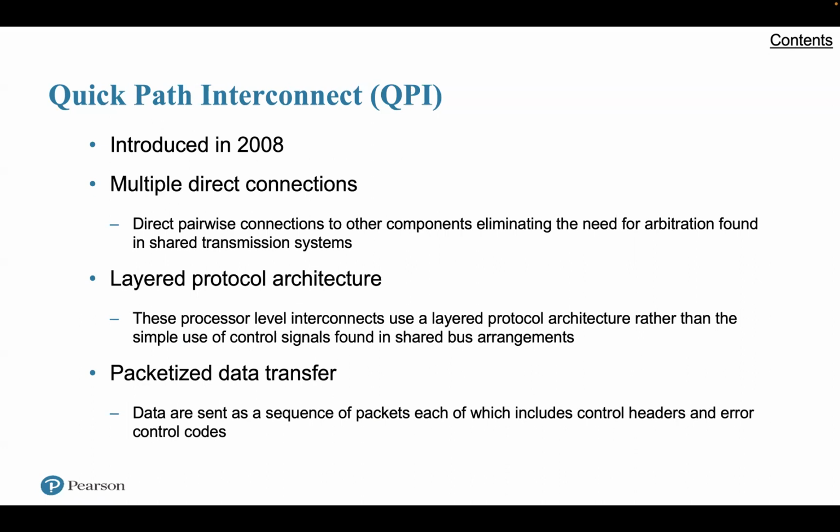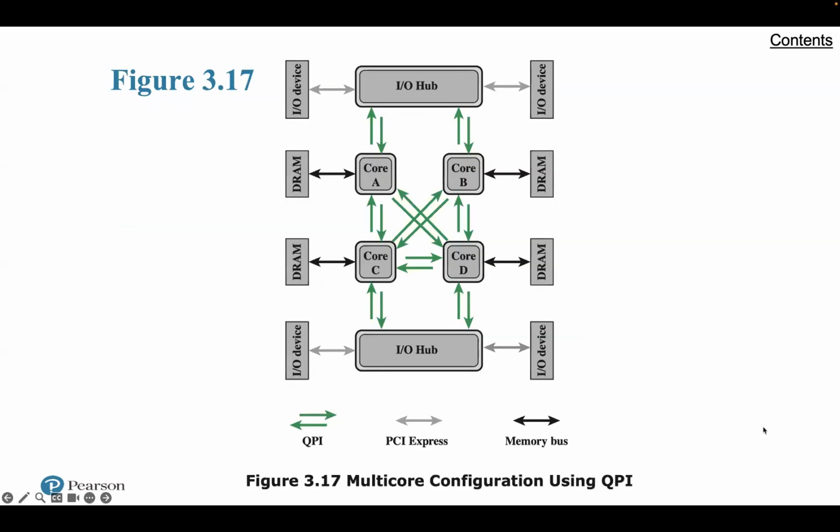Second, a layered protocol architecture. As found in network environments such as TCP/IP-based data networks, these protocol-level interconnects use a layered protocol architecture rather than the simple use of control signals found in shared bus arrangements. Finally, packetized data transfers. Data are not sent as a raw bit stream. Rather, data are sent in a sequence of packets, each of which includes control headers and error control codes.